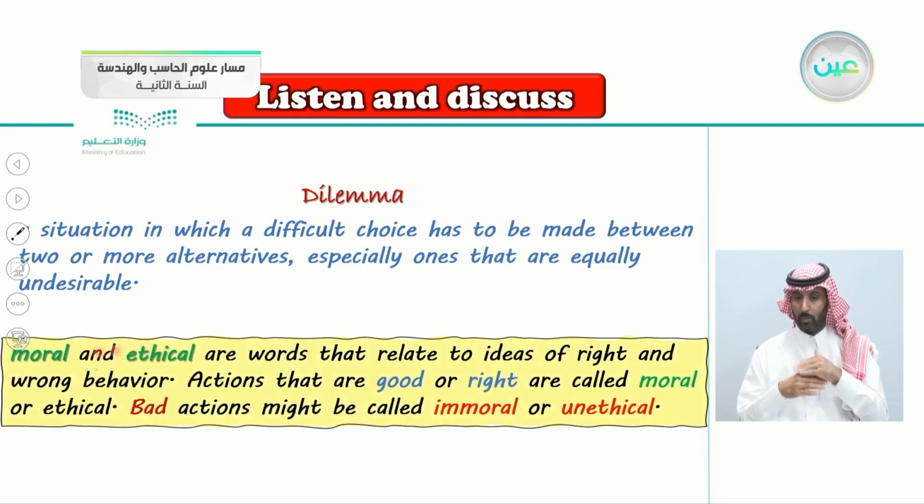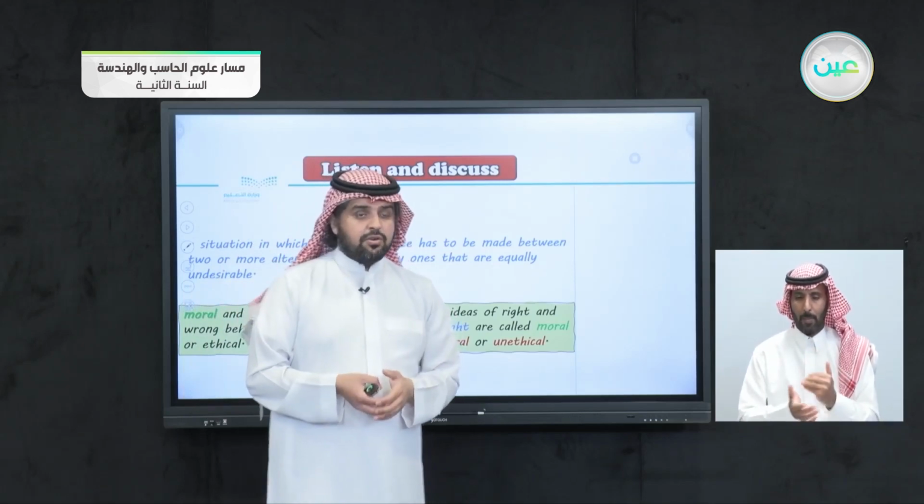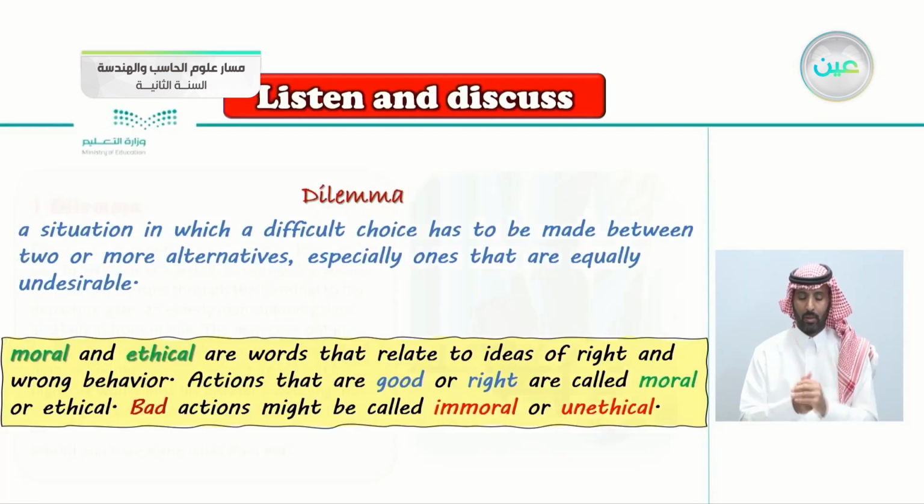The words moral and ethical are words that relate to the ideas of right and wrong behavior. So they are related to our behavior, right and wrong. Actions that are good or right are called moral or ethical. Bad actions might be called immoral or unethical. For example, cheating in an exam is immoral or unethical. So this is the meaning of immoral or unethical.